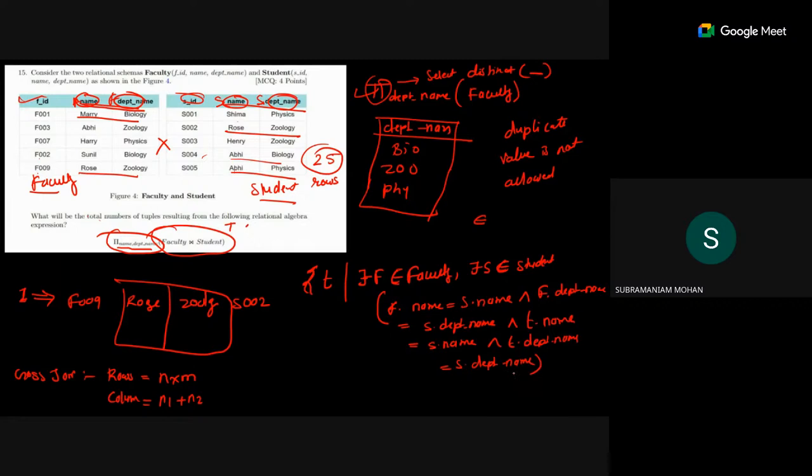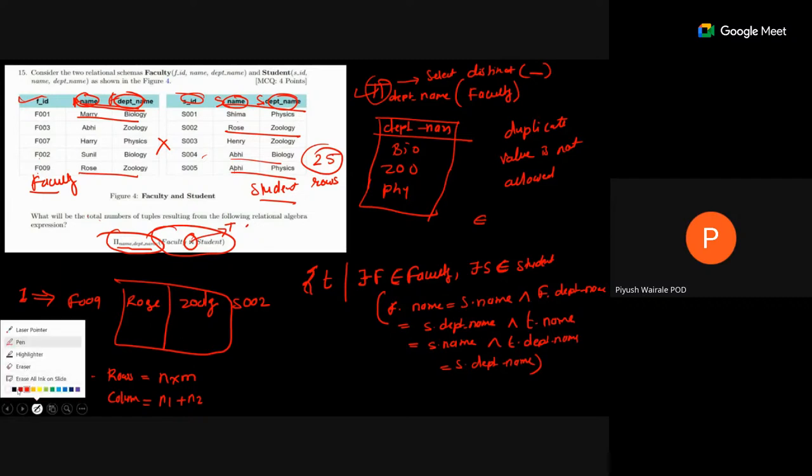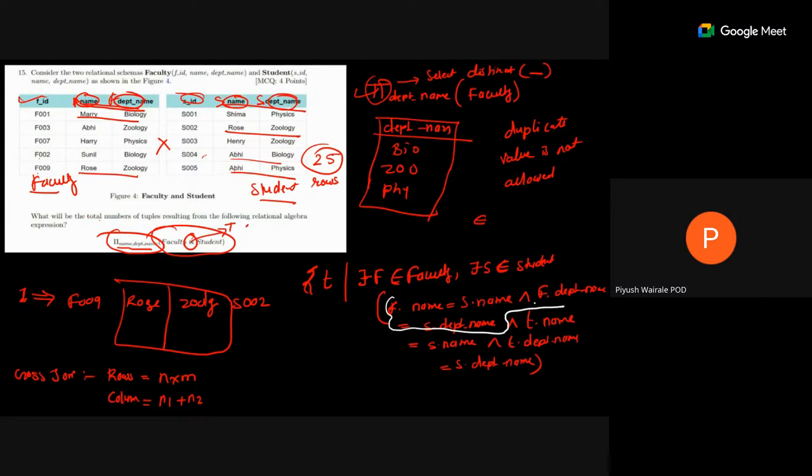Where is the where condition? Here we have not specified it, but a natural join joins based on the common attribute, so we have specified the condition here: F dot name equals S dot name, so faculty name equals student name, and faculty department name must equal student department name. This is the where condition, up to here. And from here we are projecting.